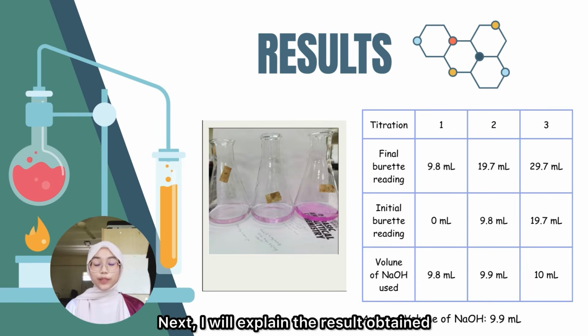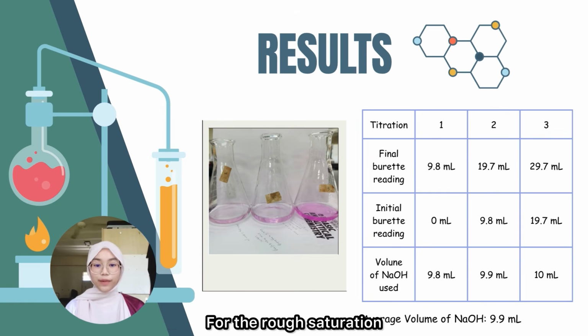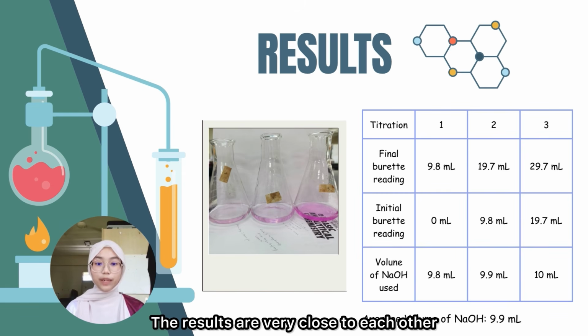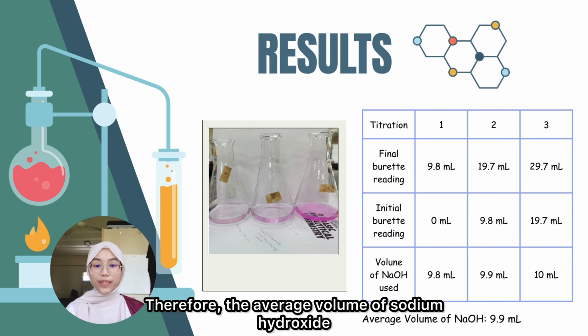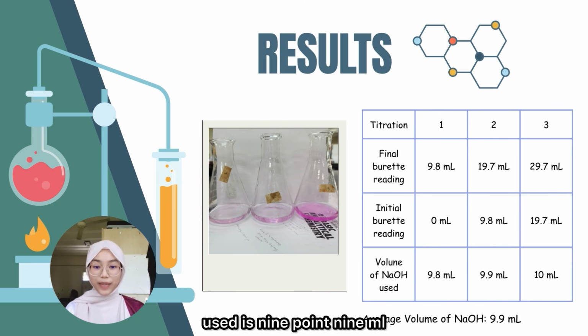Next, I will explain the results obtained from the acid-base titration experiment. For the rough titration, we got 10.5 ml, and for the 3 trials after that, we got 9.9, 9.8, and 10 ml. The results are very close to each other, showing that it is consistent and reliable. Therefore, the average volume of sodium hydroxide used is 9.9 ml.